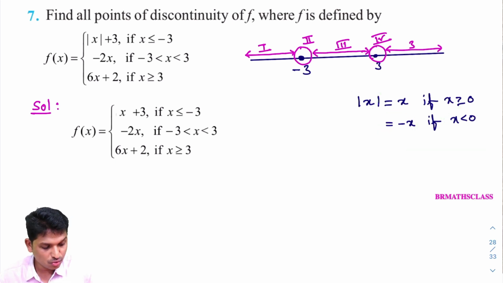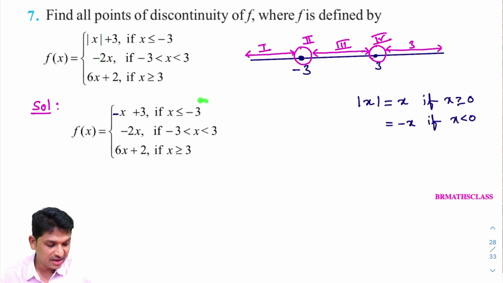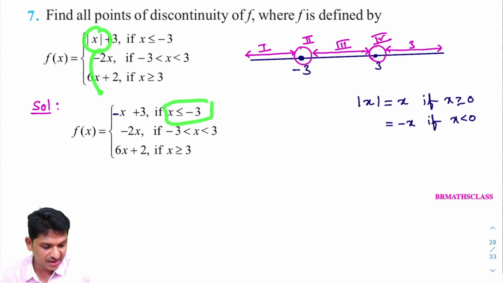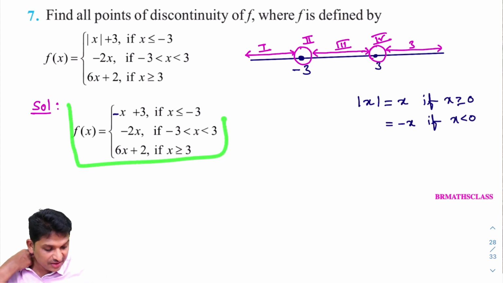So here, x less than -3 is there, so modulus of x I rewrite as minus x. Modulus of x will become minus x. I hope you are understanding. X less than or equal to -3 means all x values are negative, and when x values are negative, modulus of x will be minus x. You observe, I rewrote the given function.